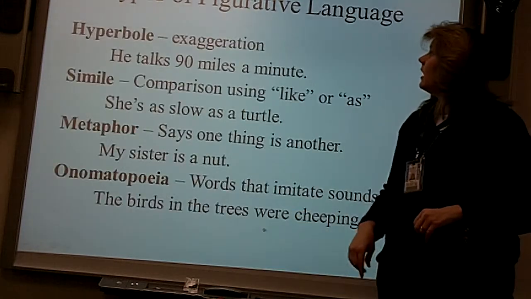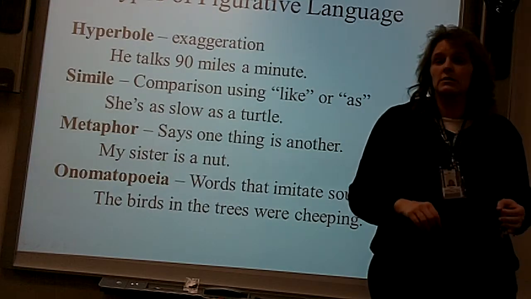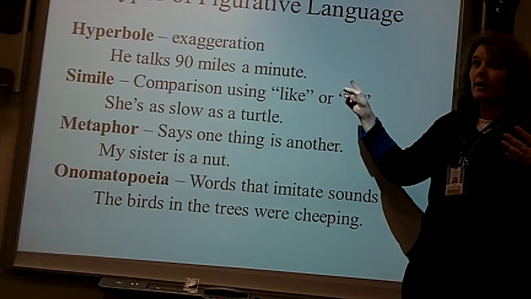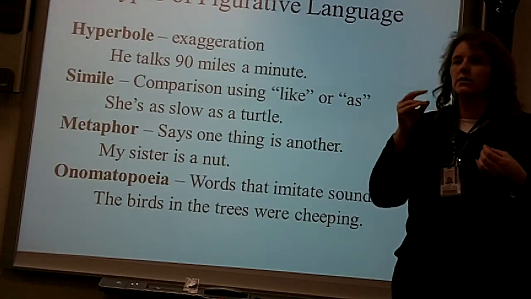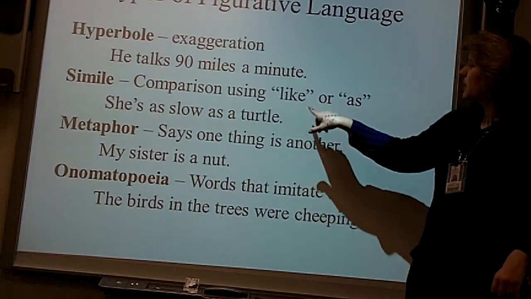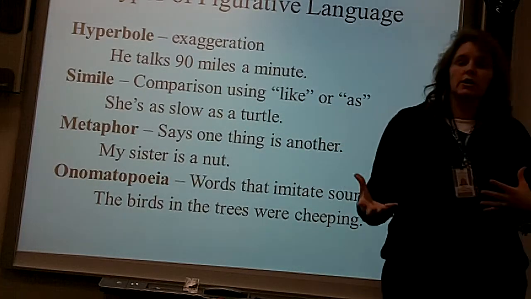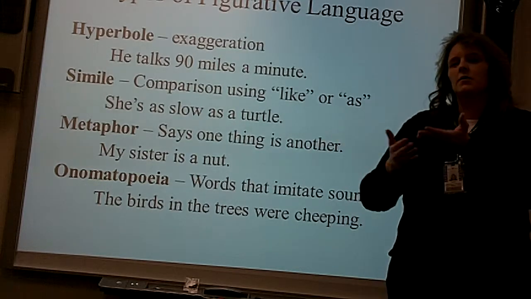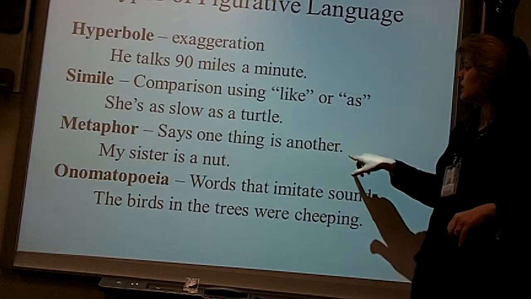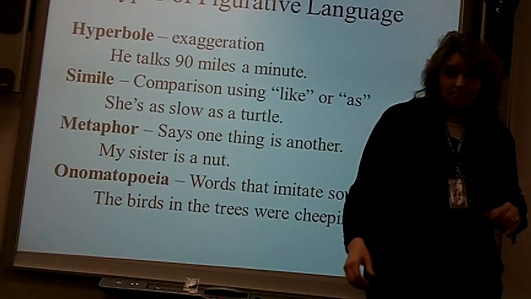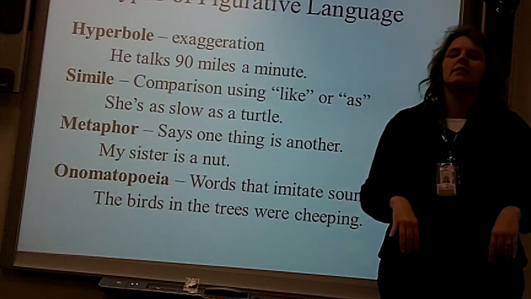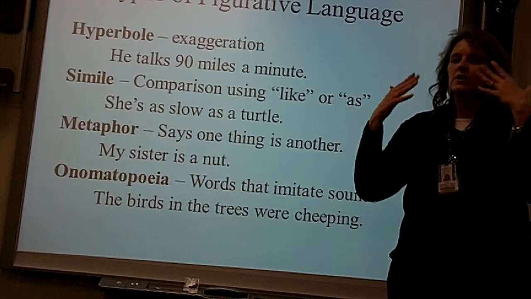So, the types of figurative language we're going to look at today are hyperbole. That's when we exaggerate. He talks 90 miles a minute. Obviously, nobody actually talks miles. That doesn't make sense. It's just an exaggeration. Simile, comparison using like or as. She's as slow as a turtle. It's that comparison that gives you a picture of that person. Metaphor says one thing is another. My sister is a nut. She's not really a nut. She doesn't have a hard shell. It's just figurative language, so you kind of get an idea.